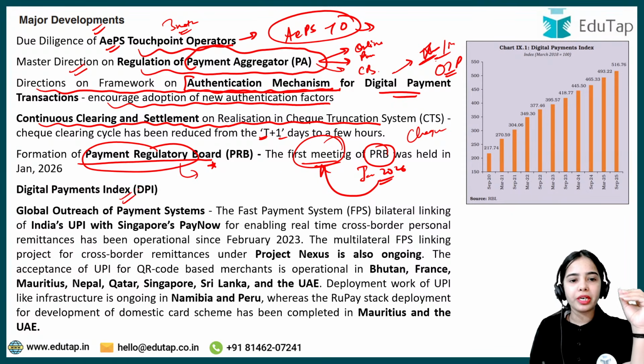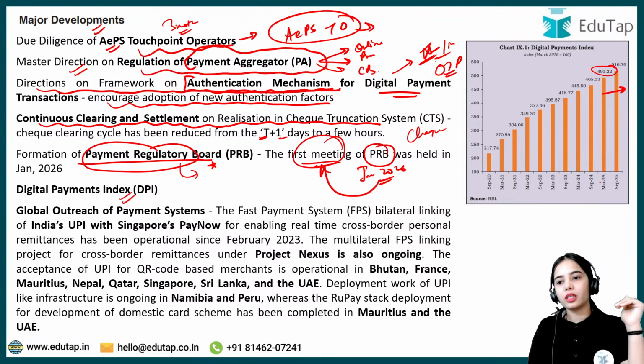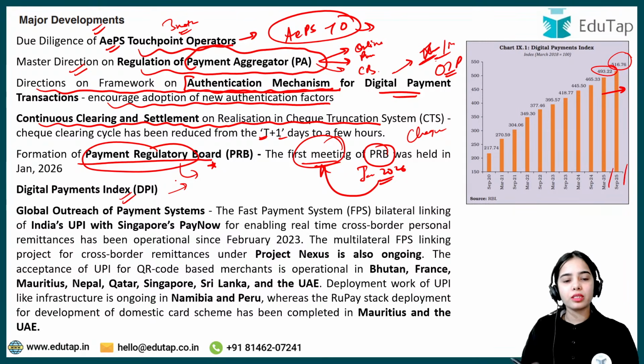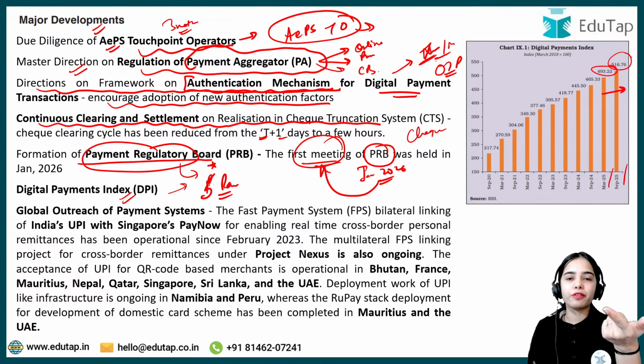Okay. Digital Payment Index: basically here you can see that the Digital Payment Index value increased from March 2025 to September 2025. And basically the Digital Payment Index shows the increase in digital payments on the basis of five parameters. Okay? Payment enablers, payment infrastructure supply side, payment infrastructure demand side, payment performance, and consumer centricity.